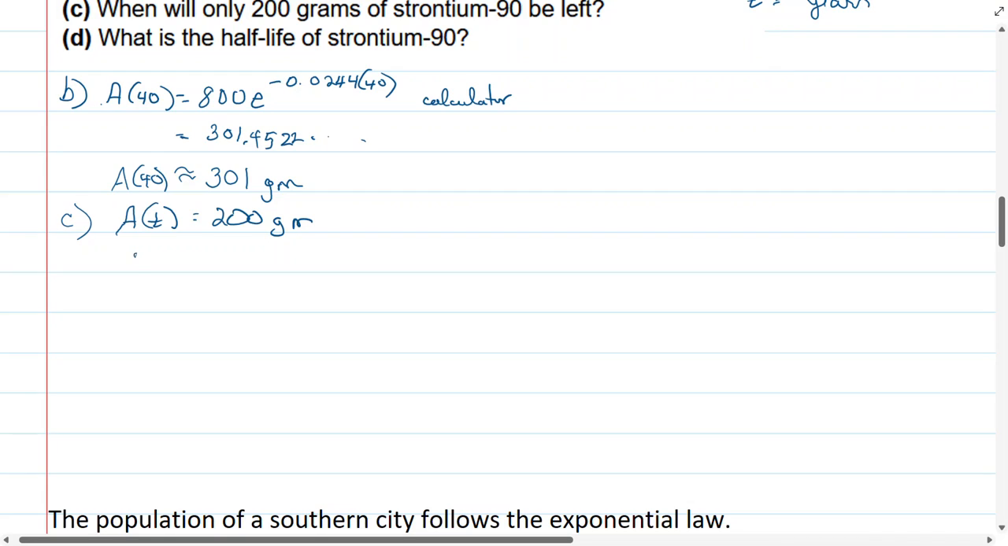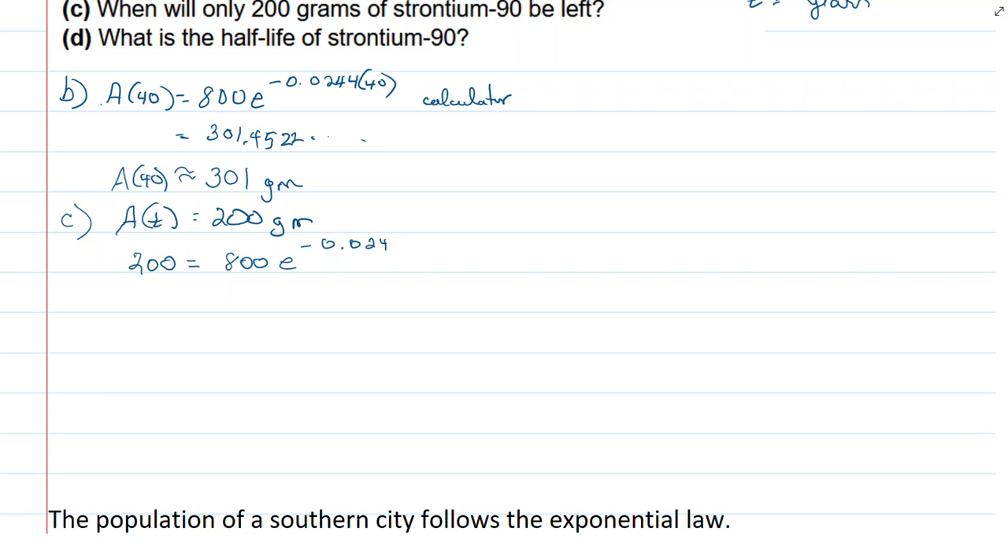So I'm going to have the 200 equivalent to the 800 times e to the negative 0.244 t. Don't we want to know how long it'll take to get to that? It will never, ever, you take half and half and half, you'll never get to the end. It'll always be a residue, like Chernobyl.